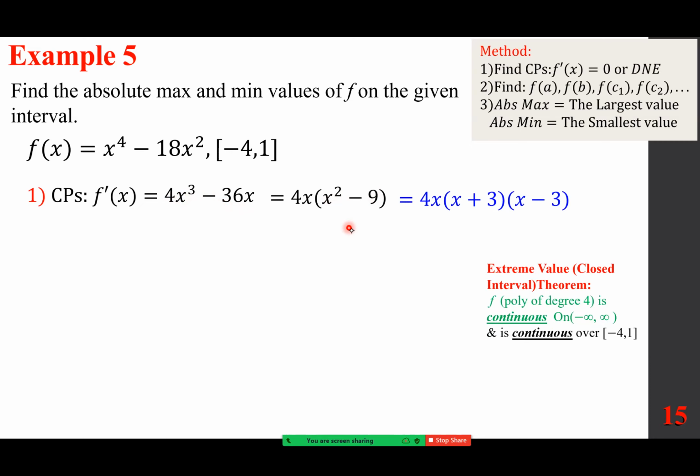And now if we set this equal to 0, it gives us x equals 0, x equals -3, x equals +3. And this multiplier, doesn't matter, it's 4, 4,000 or -10, makes no difference as far as the results are concerned. So there are three answers: 0, -3, and 3. And f prime doesn't fail to exist anywhere. The reason being because f prime itself is a polynomial of degree 3. So it works everywhere.